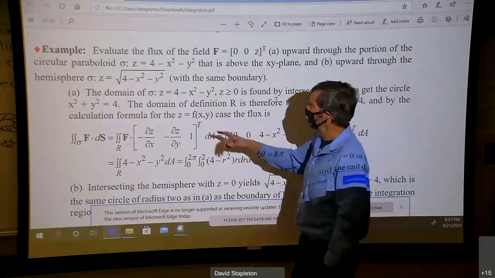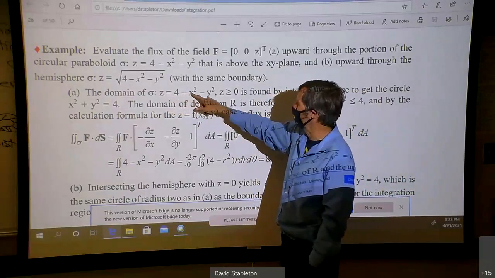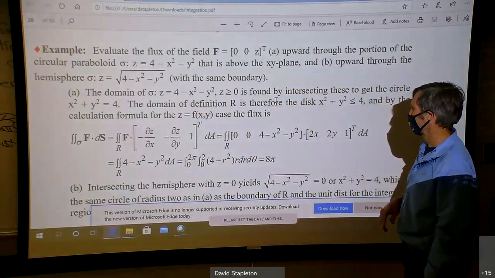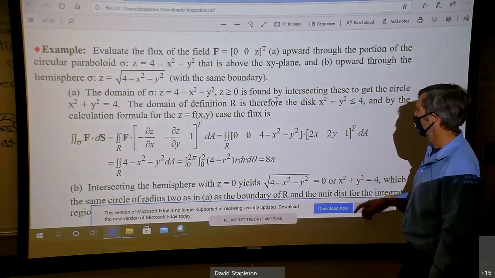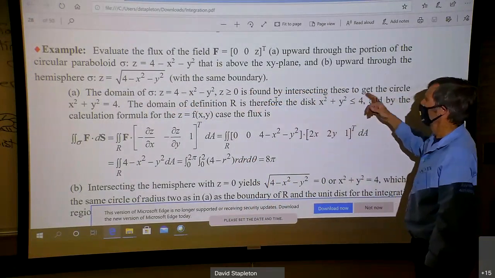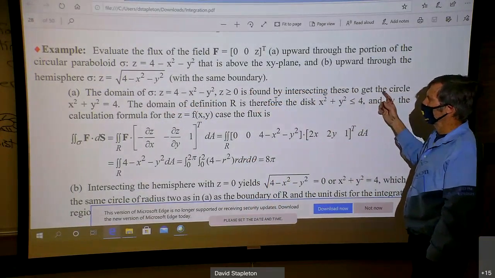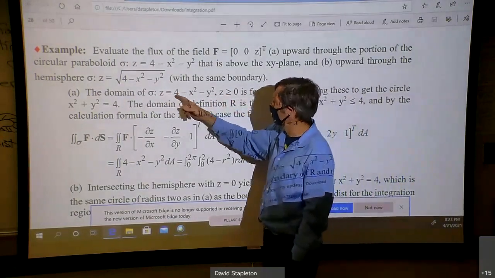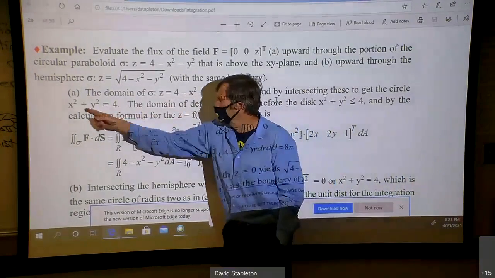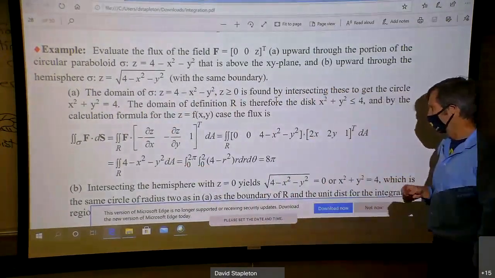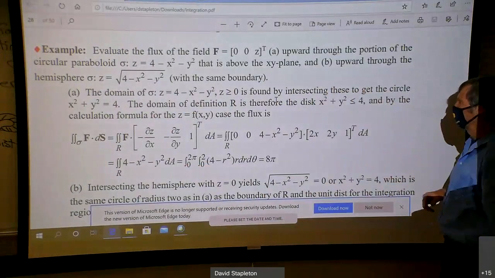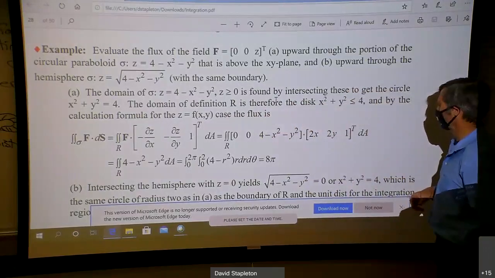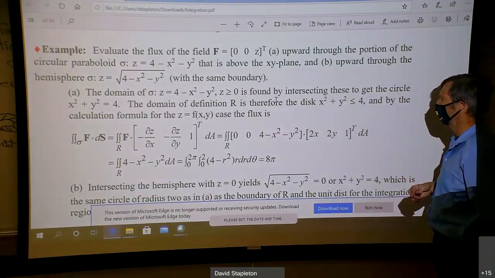So if you look at the domain of the surface z equals 4 minus x squared minus y squared, the circular paraboloid, for z greater than or equal to 0, you want to intersect it with the plane z equals 0 where you're cutting it off. If you put in z equals 0, you get 0 equals 4 minus x squared minus y squared, which is a circle of radius 2. So the domain of the paraboloid is the disk x squared plus y squared less than or equal to 4. We can draw it on the board in a minute.